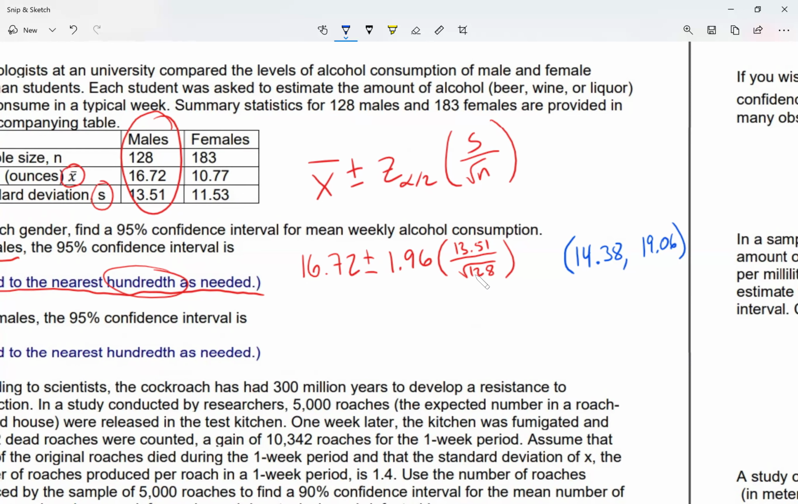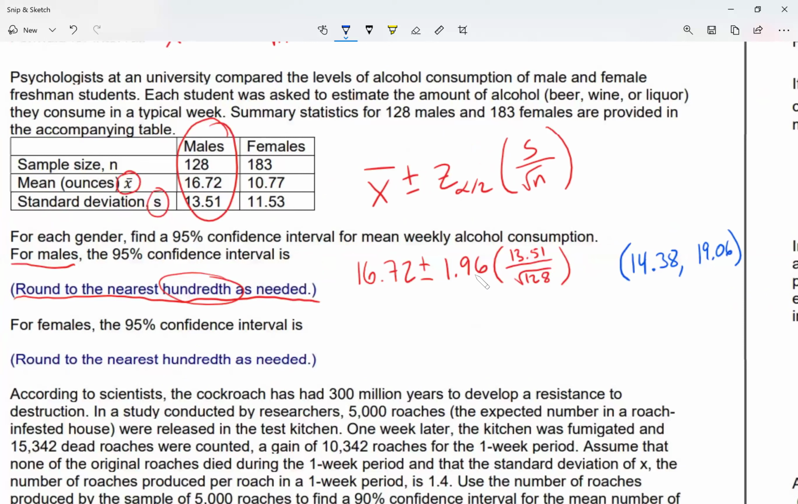So according to our sample, according to the 128 males that we interviewed, I am 95% confident. This is what we mean with the 95% confidence interval. I am 95% confident that a random person that I get from my sample will be in between 14.38 and 19.06. Okay, that's actually a big number for alcohol in a week, but that's according to our data.